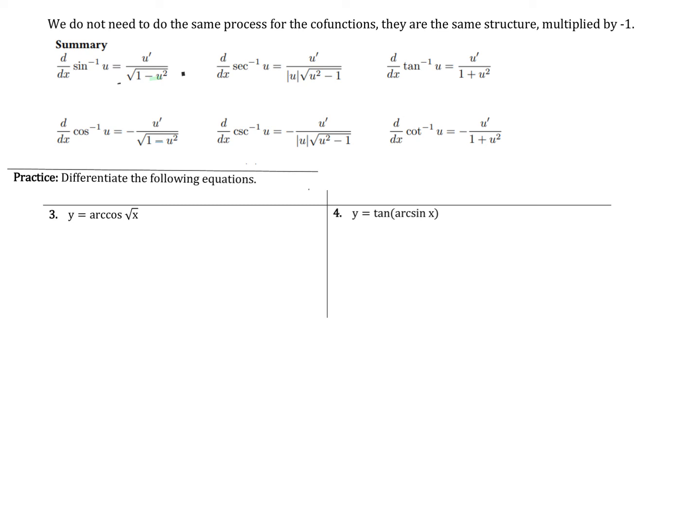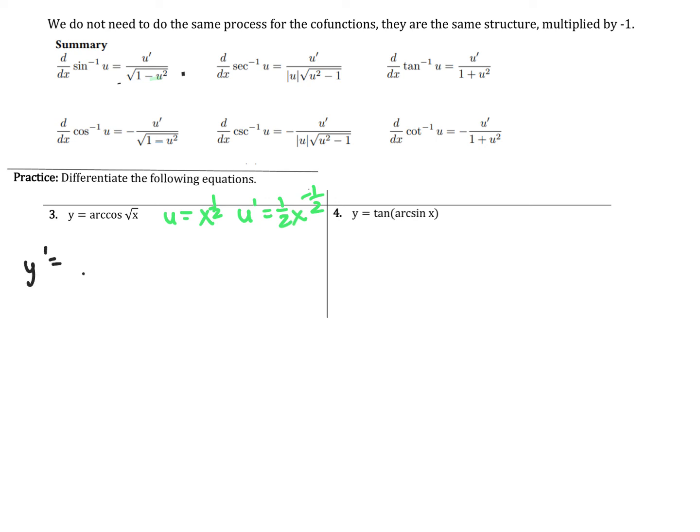So let's do one more like those two, and then let's add on maybe the chain rule in a little different of a format. So on number 3, if you're feeling confident, go ahead and pause the video and work through it on your own. On number 3 here, u is going to equal x to the power of 1/2, which means that u prime is 1/2 times x to the power of negative 1/2.